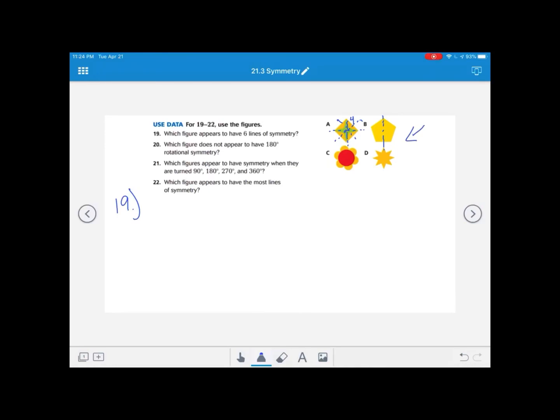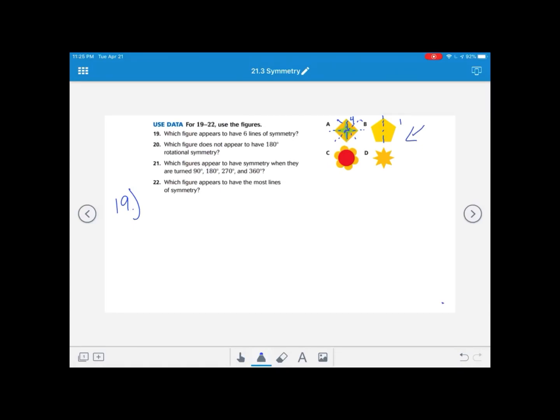I can only split it vertically. But I could do it vertically from each point. No, I can't do it from that point. Okay, so that only has 1 line of symmetry for this one. So it's not B. Let's take a look at letter C next.